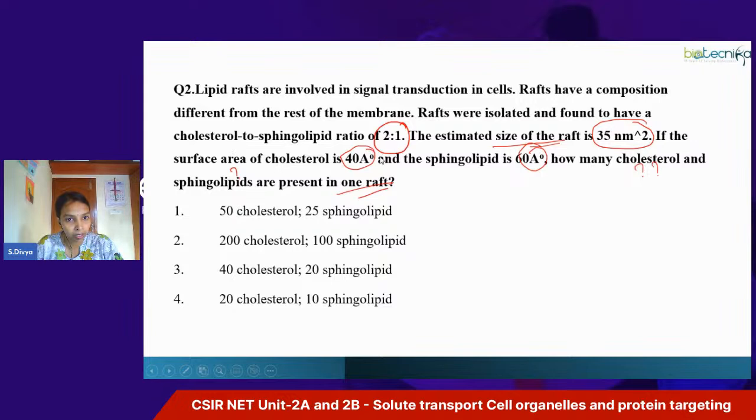The clue is provided over here, 2 is to 1 ratio, and the estimated size is also given. Surface area of cholesterol is mentioned, sphingolipid is also mentioned. You have to identify the number of cholesterol molecules and sphingolipids that are present in one raft. Are you able to identify? Anyone is trying out?